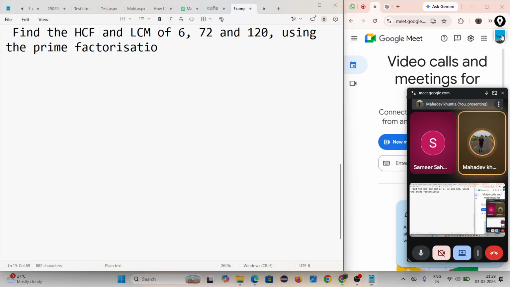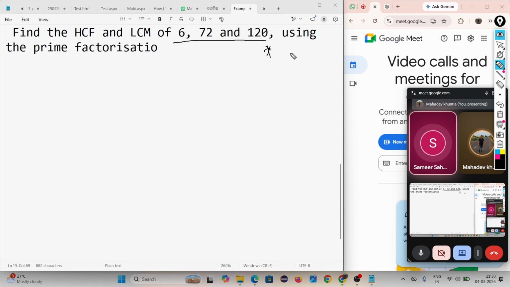In this question, we are trying to find the HCF and LCM of three numbers. Remember, it is a note point: the HCF of given two numbers into the LCM of given two numbers equals the multiplication of the two numbers. It is applicable for only two numbers, and not applicable for three numbers.